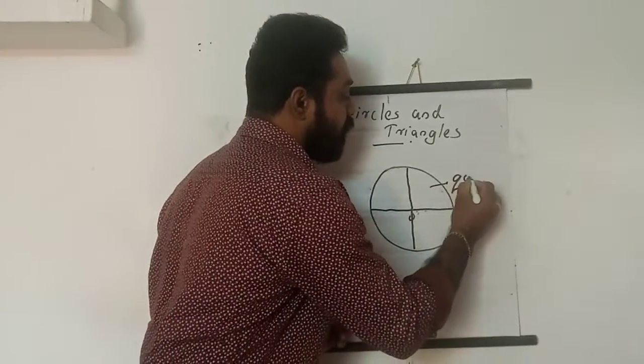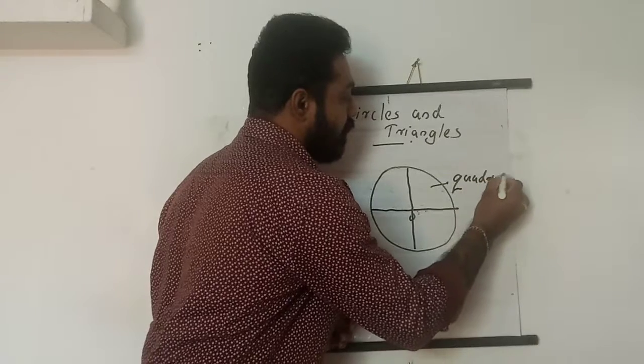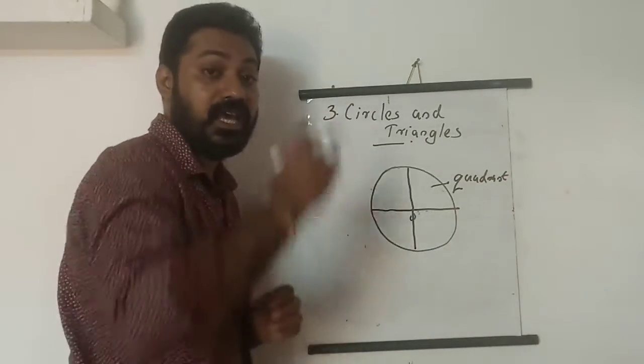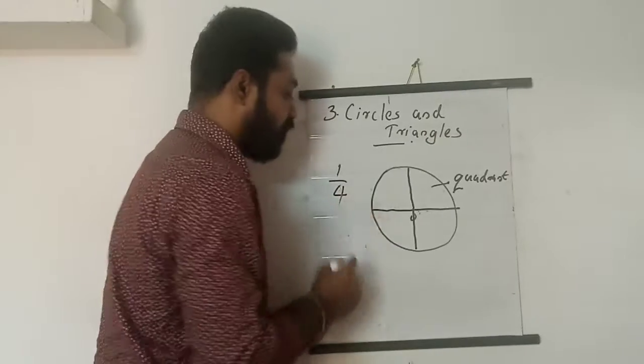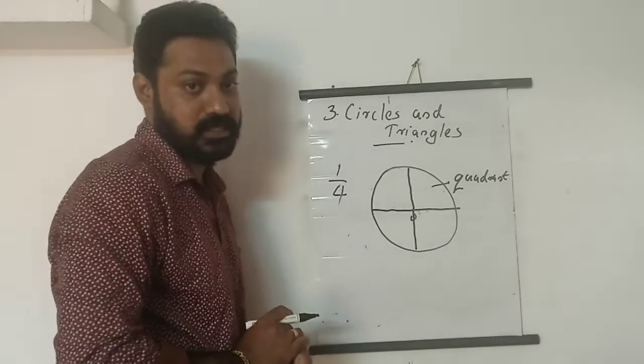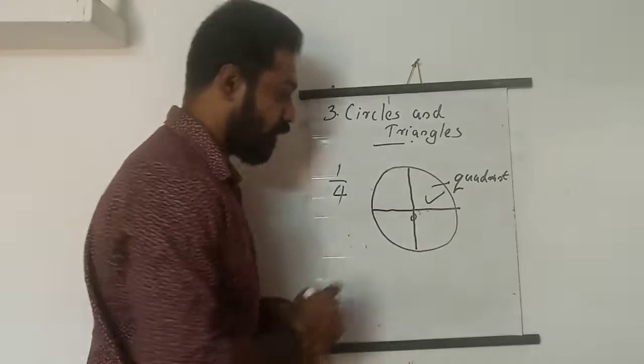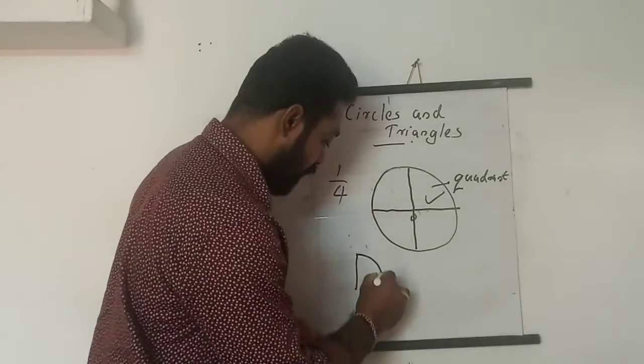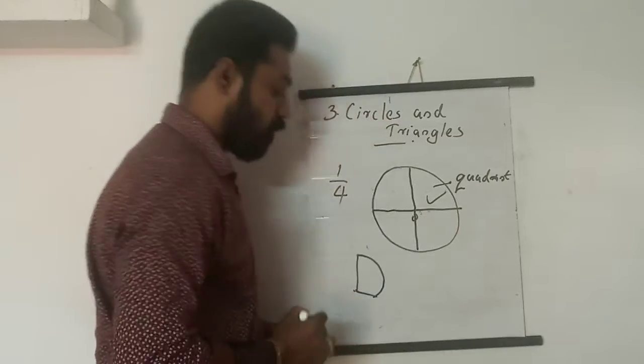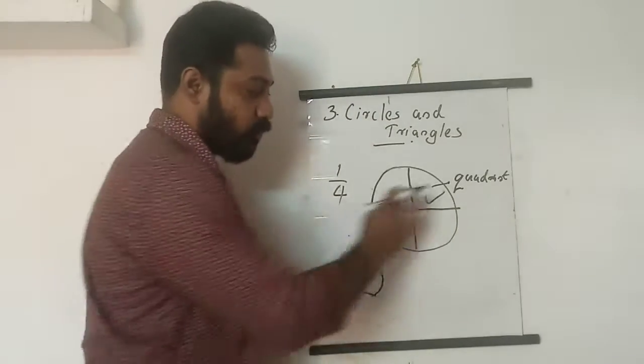What is called a quadrant? Quadrant means one fourth of the circle. That means if you are dividing the circle into 4 equal parts, then one part is called the quadrant. I hope that you understand. This is called the quadrant of the circle, that means 1/4 of the circle.